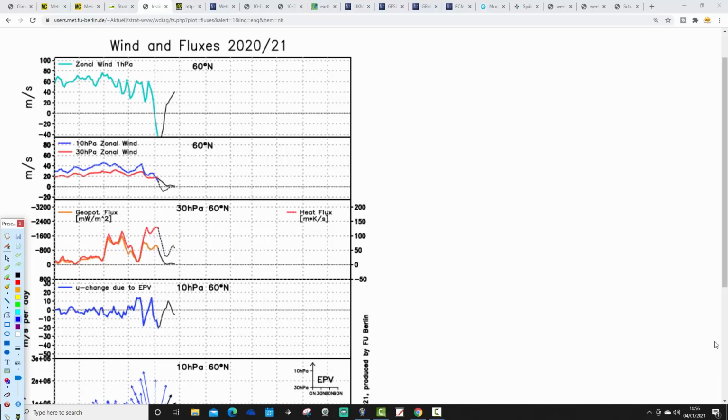And as I say, this is very significant. This is significant developments within the stratosphere. And we wait to see what effects this sudden stratospheric warming will have. You know, what effect it will have.